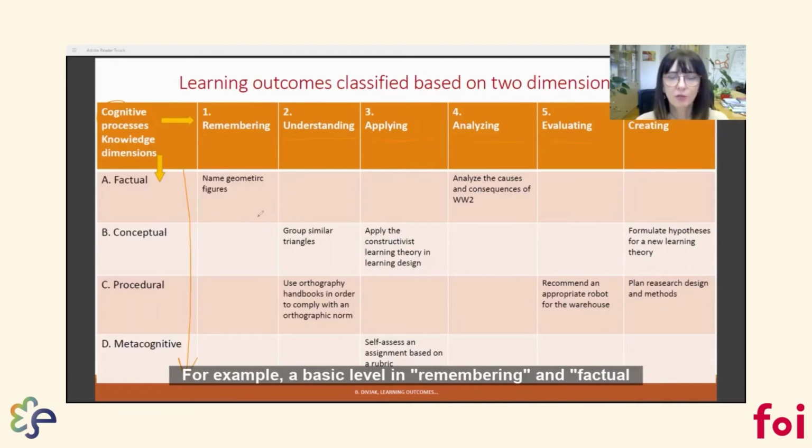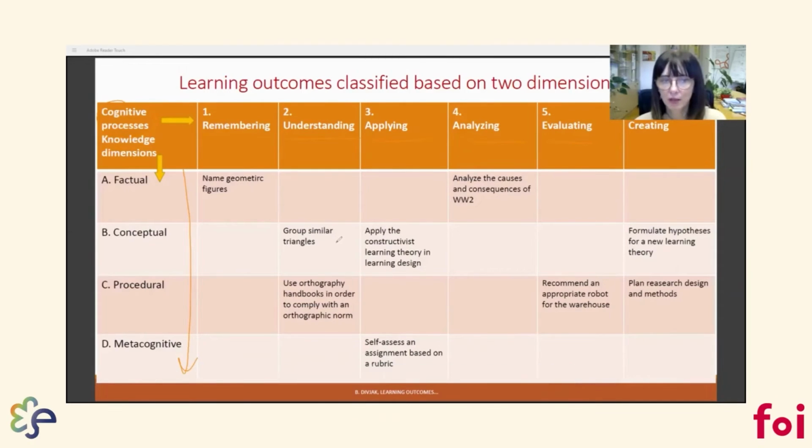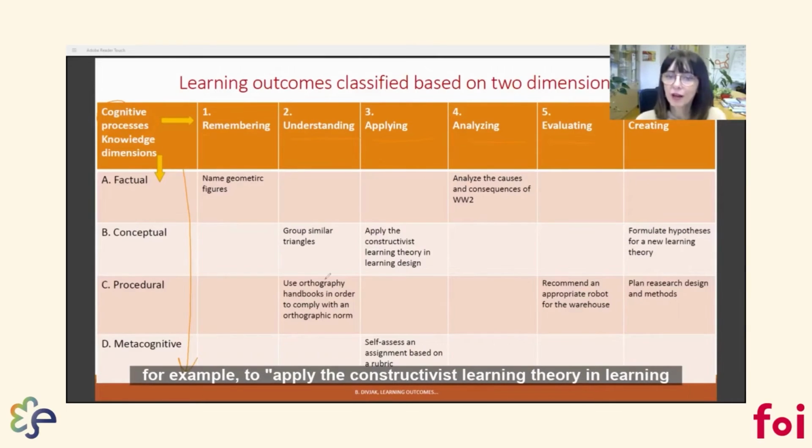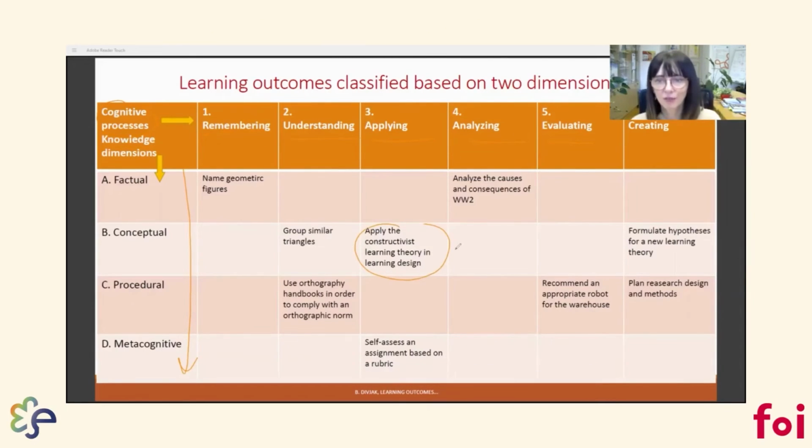For example, a very basic level in remembering and factual knowledge is to name geometric figures. The more complex is to group, for example, similar triangles. So it's conceptual and understanding. But even more complex is, for example, to apply the constructivist learning theory in the learning design of some course in higher education.